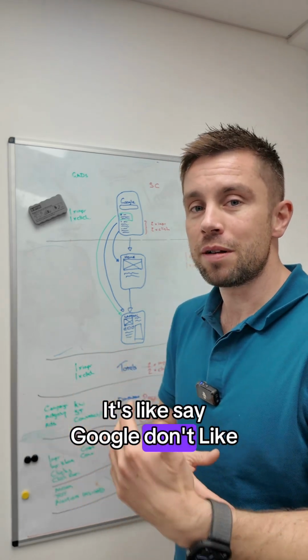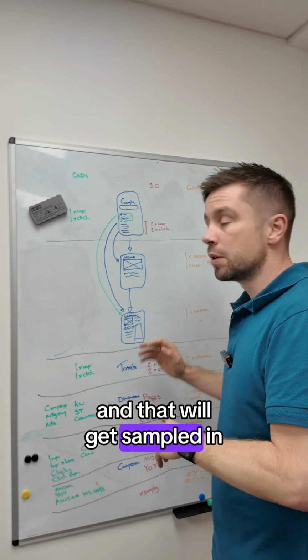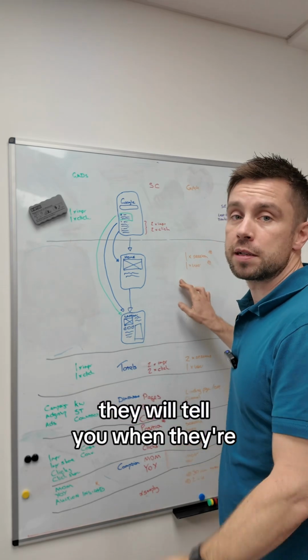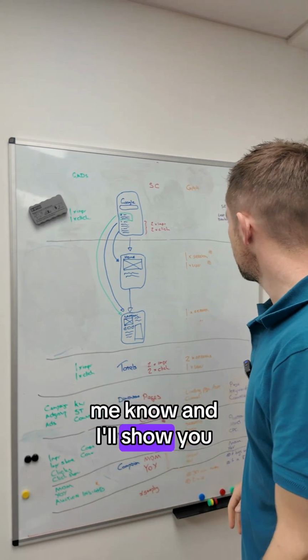Because like I say, Google don't like it in Google Search Console when you drill down too finitely, and that will get sampled. In Google Analytics, they will tell you when they're sampling. You can see it at the top of the charts report. If you need a screenshot, let me know and I'll show you what it looks like.